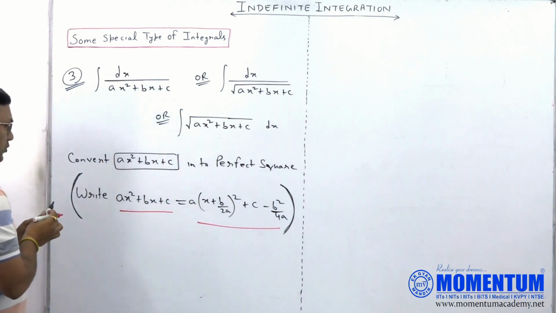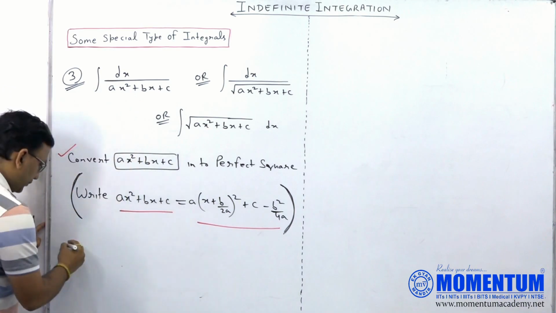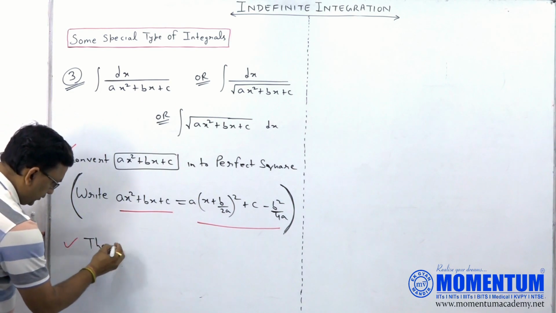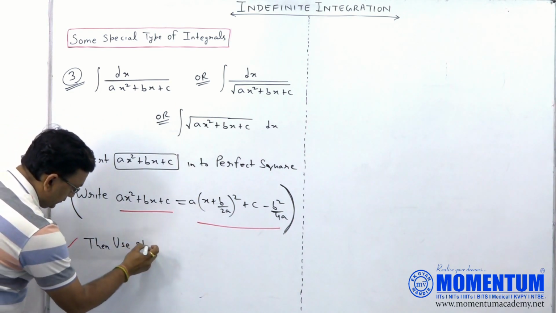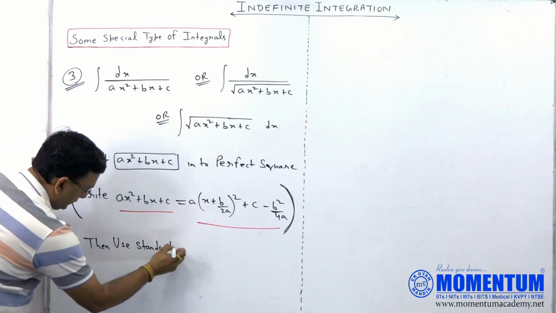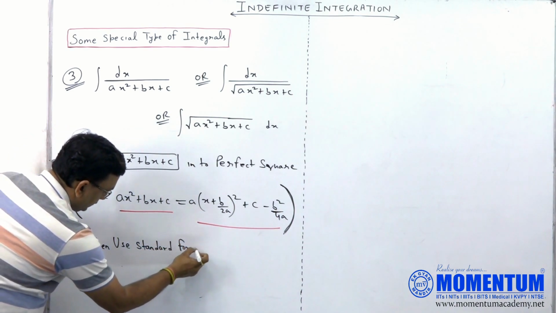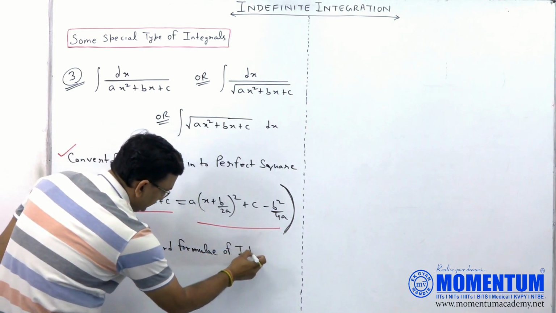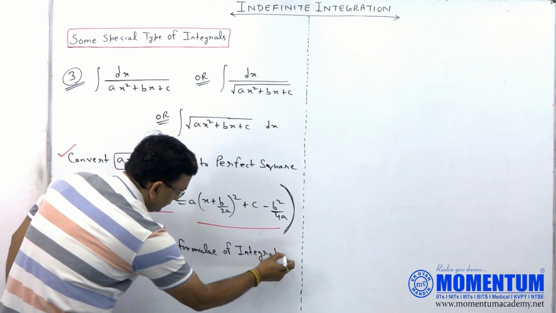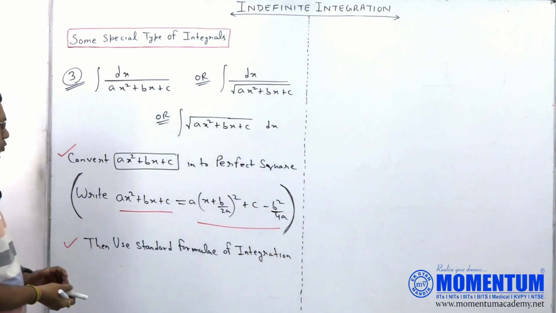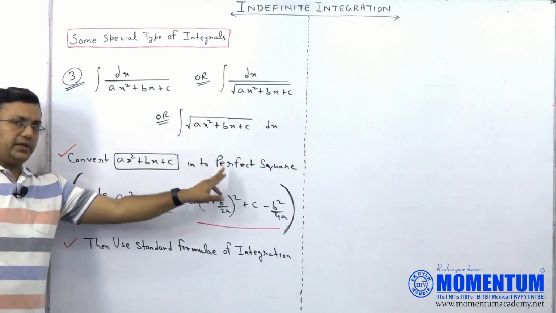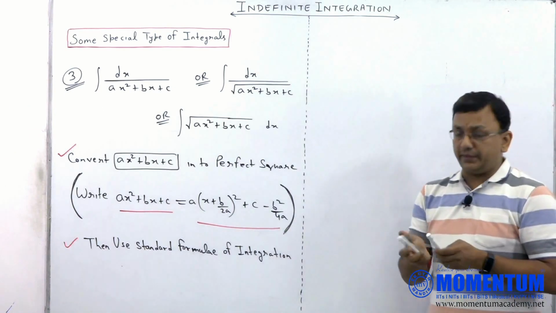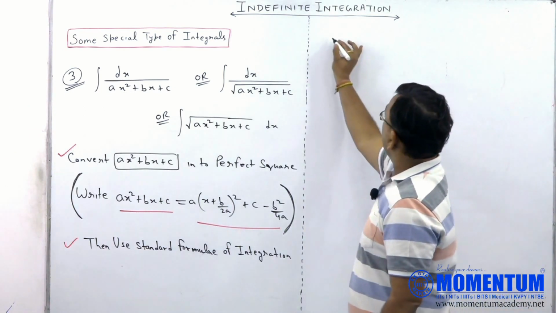So, क्या बोला? Convert quadratic into perfect square, then use standard formulae of integration. Okay, two things we have to do. We will convert quadratic into perfect square, then we will use standard formulae of integration. Fine. I am taking the problem.